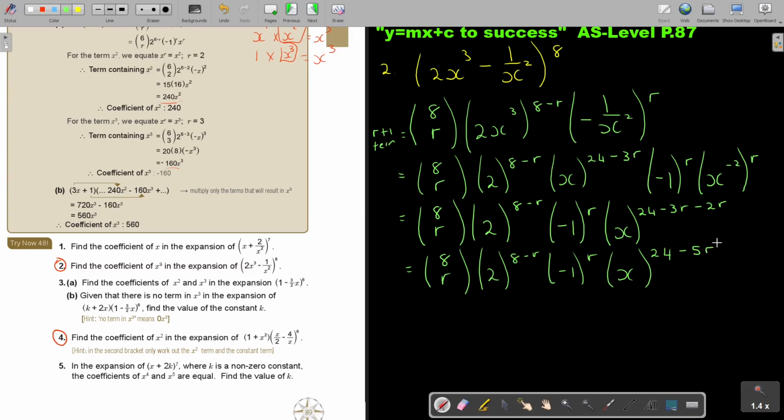Okay, now for the term in x to the power 9, basically we equate.